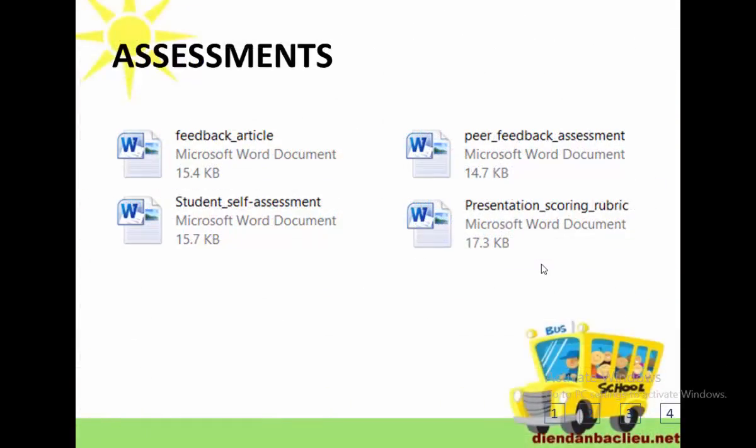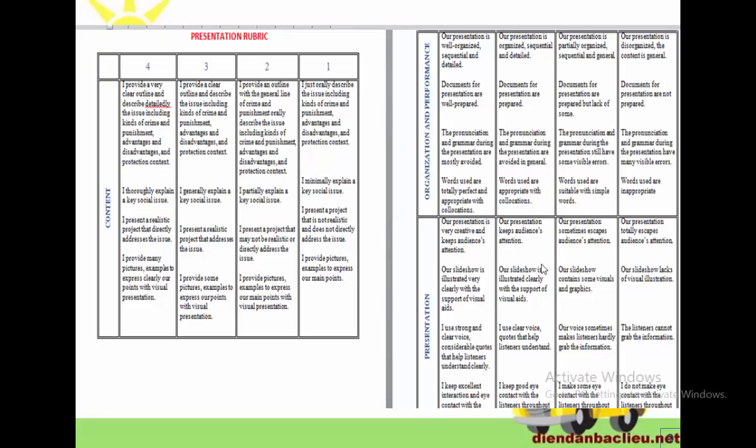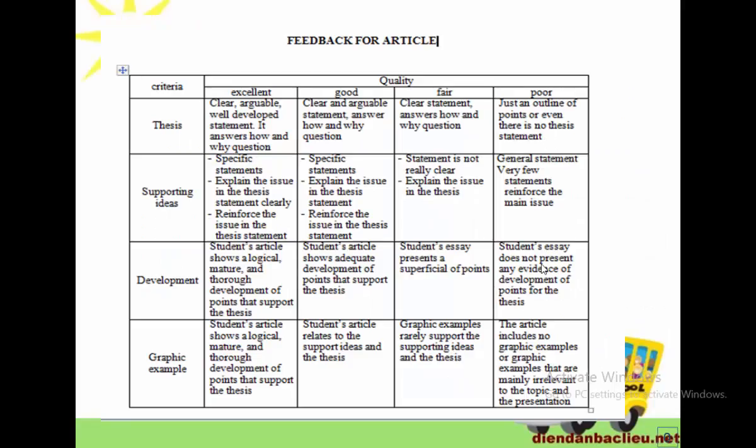So now this is the assessment. Because I ask students to do a presentation, let's first take a look at the presentation rubric. There are 3 main parts I will evaluate: the content, organization, and performance and presentation. And this is the feedback for the article. I also prepared it because students will write an article as part of the final product. It includes a thesis, supporting ideas, development, and graphic example.